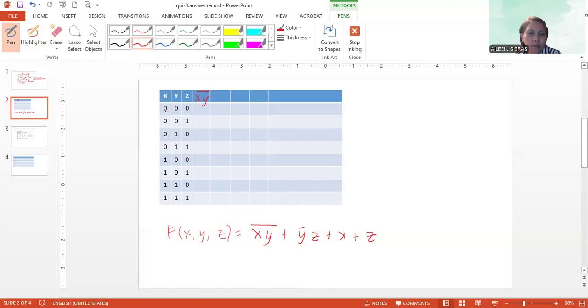So the value for the first input, 0 and 0 is equal to 0, not 0 is equal to 1. Second input, 0 and 0 is equal to 0, not 0 is equal to 1. 0 and 1 is equal to 0, not 0 is equal to 1. Then 0 and 1 is equal to 0, not 0 is equal to 1. 1 and 0 is equal to 0, not 0 is equal to 1. Then 1 and 1 is equal to 1, not 1 is equal to 0.